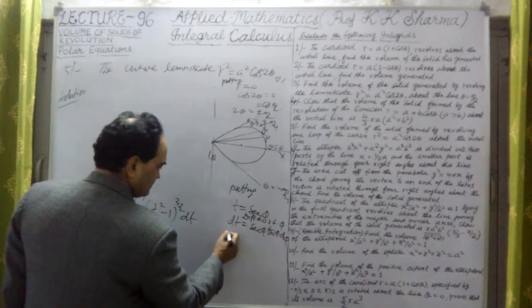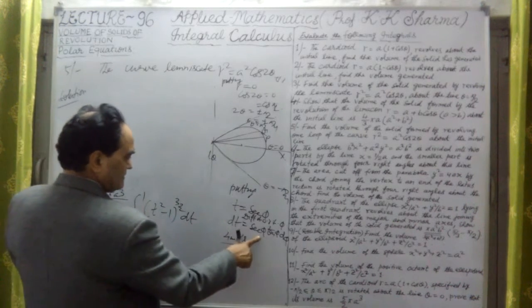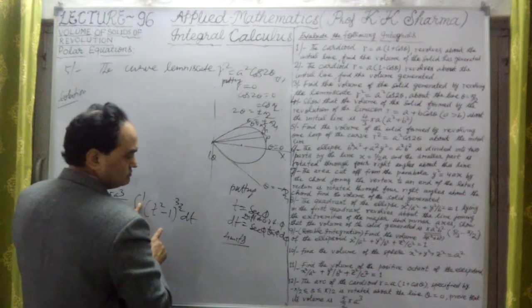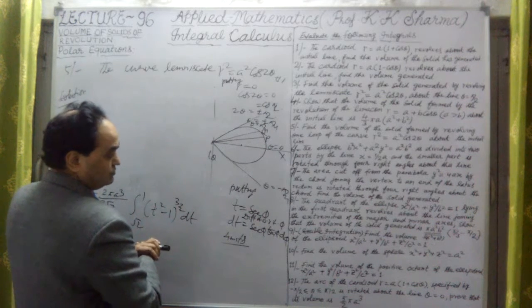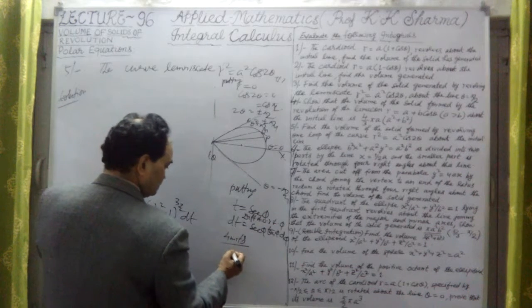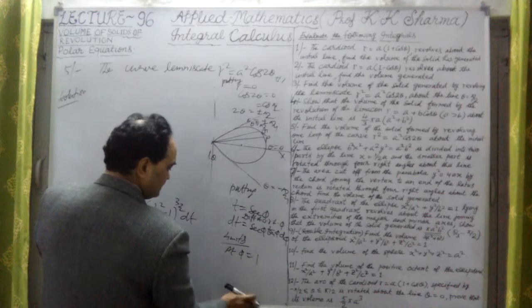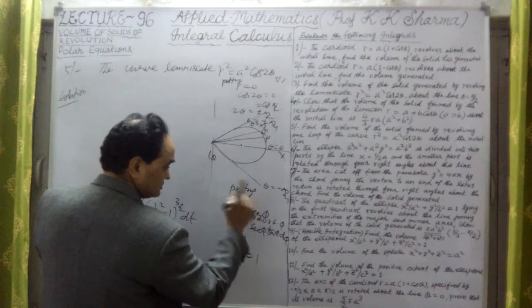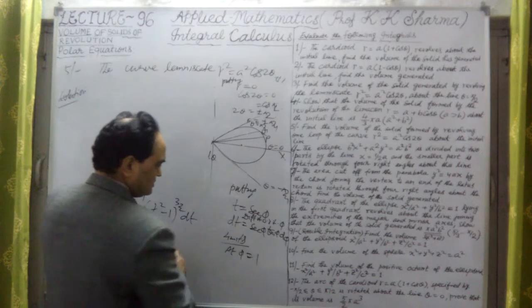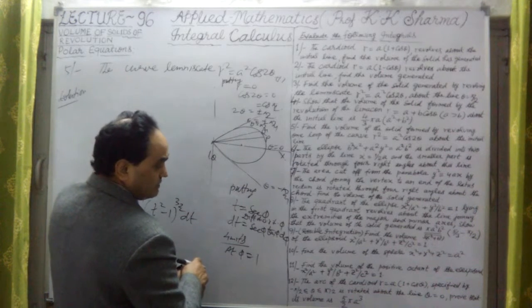And limits are, now let me put the limits. At t equal to 1, sec phi is 1, so phi will be 0, because sec 0 is 1.